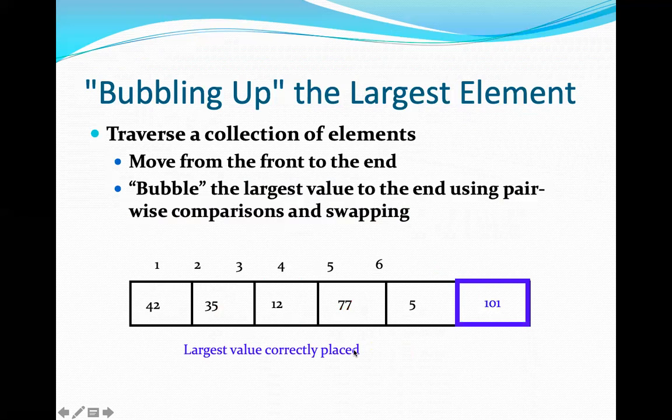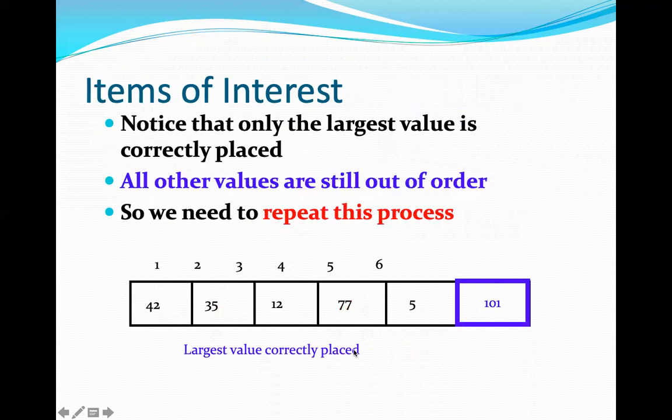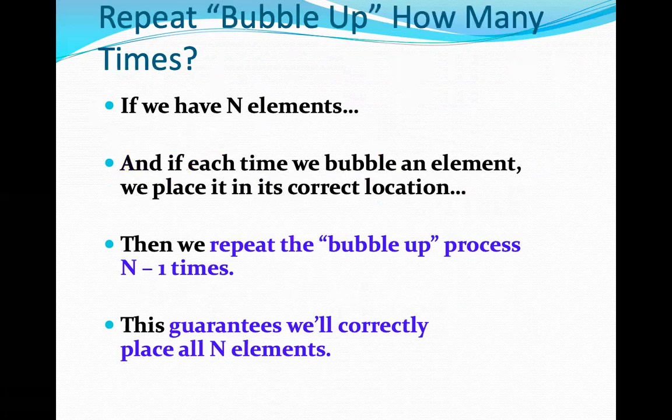Notice that only the largest value is correctly placed. All other values are still out of order. We need to sort those also, so we need to repeat this process. How many times do we need to repeat? If we have n elements, each time we bubble an element, we place it in its correct position. So we repeat this bubble-up process up to n minus 1 times. This guarantees we will correctly place all n elements.